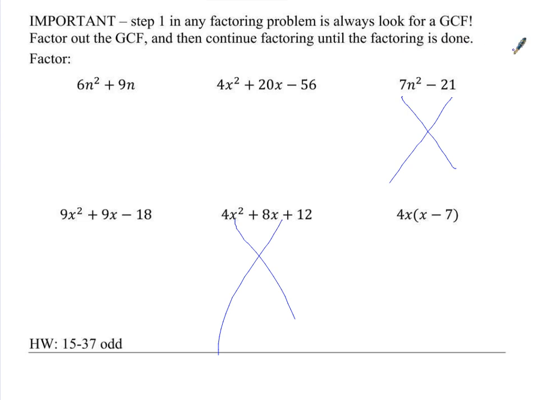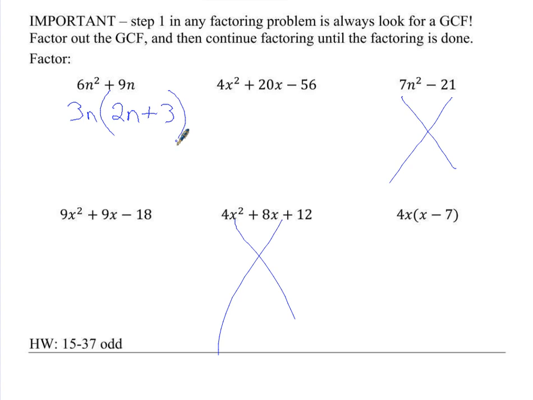Okay? Now, on this problem, is there a GCF? To find a GCF, look at the numbers. 6 and 9. The greatest common factor between 6 and 9 is 3. But you also have to look at the letters. n squared and n, there's a GCF there as well. It's n. So 3n is the GCF. Open up parentheses and now tell me what's left over. 2n.